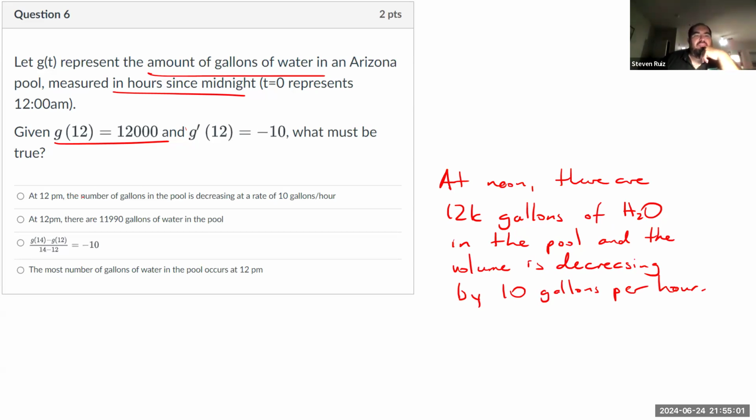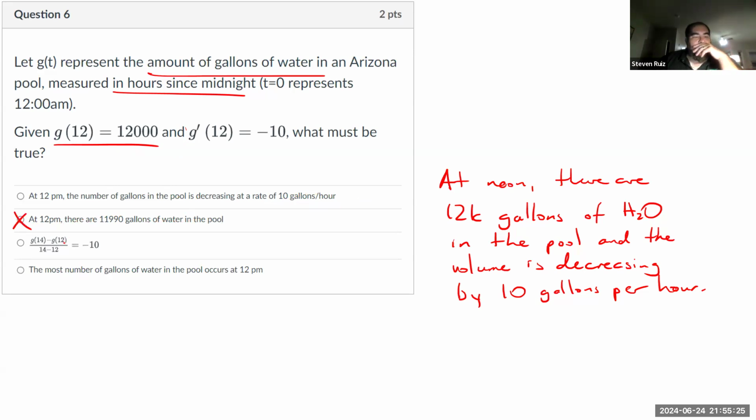First, at 12 p.m., the number of gallons in the pool is decreasing at a rate of 10 gallons per hour. That sounds an awful lot like what I wrote down. Next, at 12 p.m., there are 11,990 gallons of water in the pool. No, that directly contradicts this piece of data here. I'm telling you there are 12,000 gallons, not that there are 10 less.